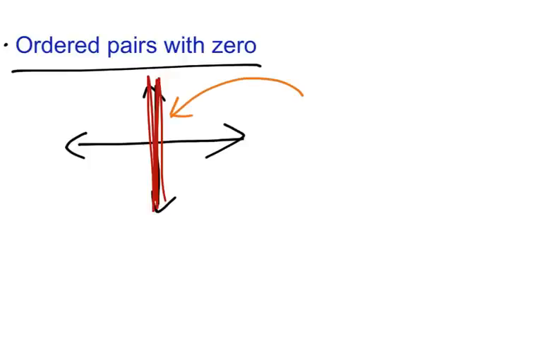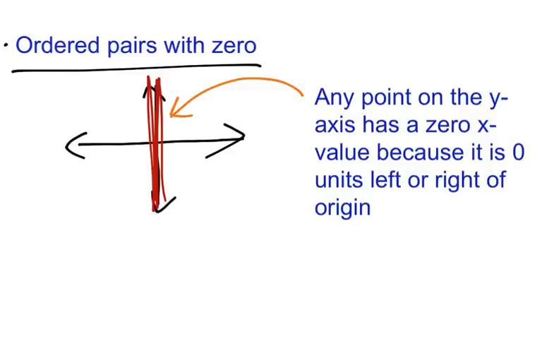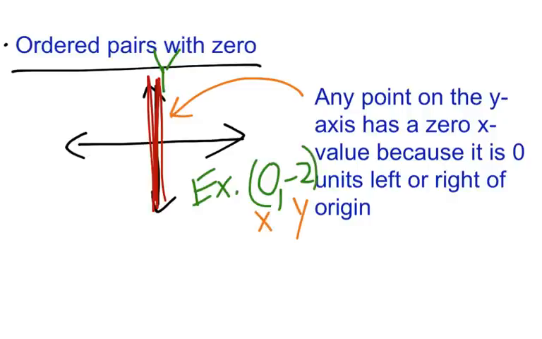And here's what I'm going to say. Any point on the y-axis, again, this is my y-axis, the vertical one, has a 0 x value because it is 0 units left or right of the origin. In other words, you're not going left or right at all, so the number that represents that is 0. So an example would be 0, -2. The x part is 0, the y part's -2, so that just tells us to go down 2 spots and put our point. Be about right there.